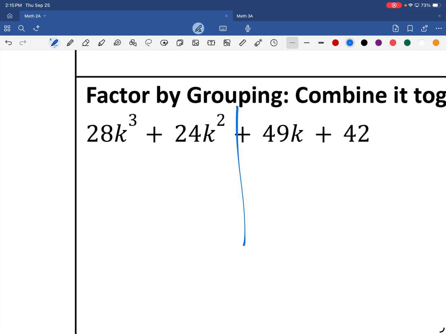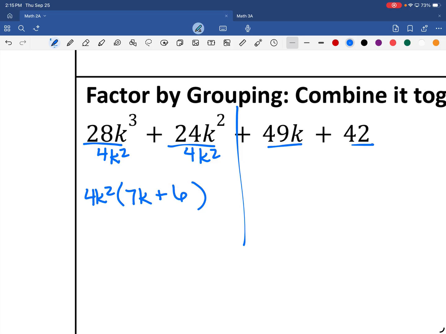So on the left side, these two terms could both be divided by 4 and by k squared. So if I take a 4k squared out, I'm left with a 7k and a 6. On the right side, I see that I could divide both of those by 7. So I'm going to put a 7 in the front, and I'm left with 7k plus 6.